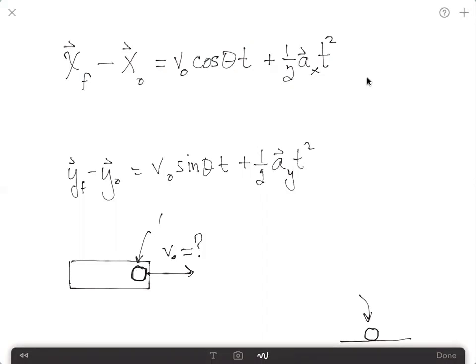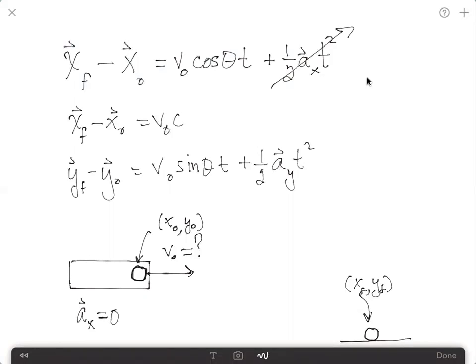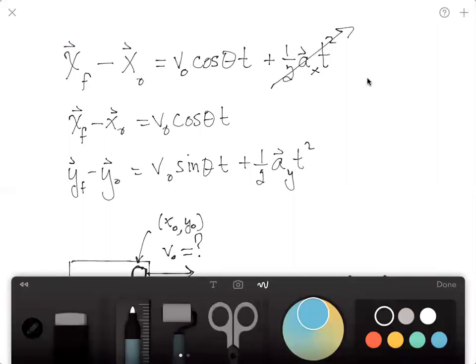So let's be very clear on what these points are. This is your first point. And this is your second point. So we're saying that there's no acceleration in the x direction, which has a direct consequence on the x equation, because now this entire piece goes away. So I can rewrite this as xf minus x initial, displacement in the x direction, is equal to the initial velocity times cosine of the angle of launch times t. That is a very, very nice reduction there.